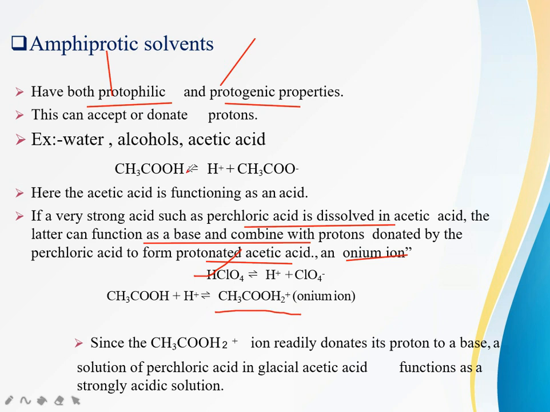So acetic acid alone will act as an acid because it has the ability to donate an H plus. The second category is when acetic acid is mixed with perchloric acid. Since perchloric acid is a strong acid, the acetic acid acts as a base and accepts a proton from the perchloric acid to produce an onium ion. But in the solution of perchloric acid and acetic acid, the onium ion has the ability to donate its proton to a base. Hence, it acts as a strongly acidic solution.